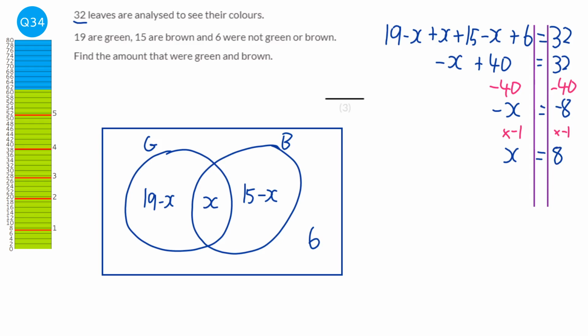So it's 19 take away 8, which will be 11. X is 8, so we know that that's 8, and 15 take away 8, which is 7. So find the amount that were green and brown. We know it's going to be 8.